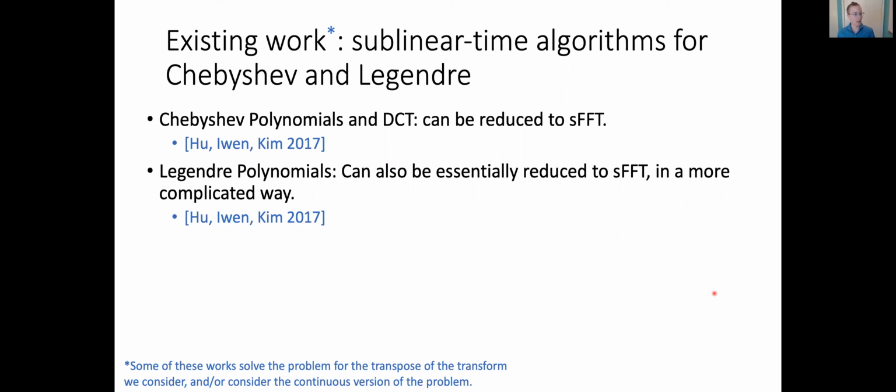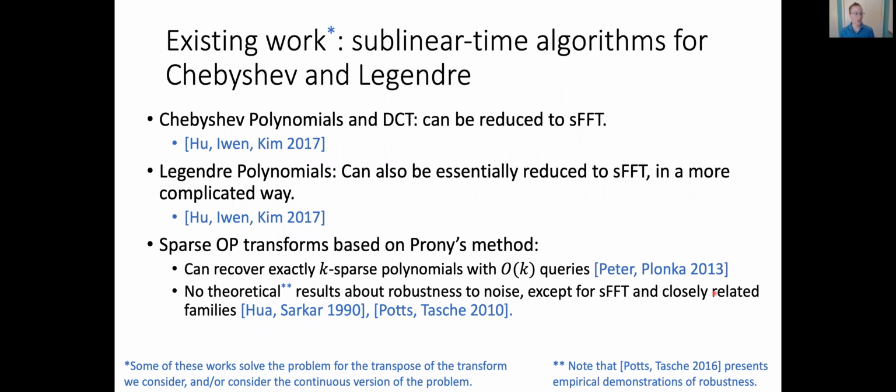There's also been some work on sparse OP transforms for more general OP families based on Prony's method. So Prony's method can recover k-sparse vectors with big O of k queries, which is really cool. But at least as far as I know, there are no theoretical results along these lines about robustness to noise, except for the Fourier transform and very closely related families. And so our goal in our work is to get theoretical results, even with a little bit of noise.